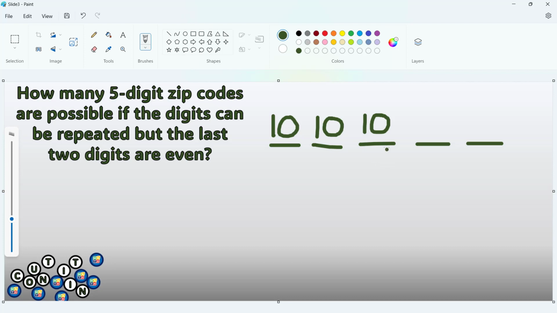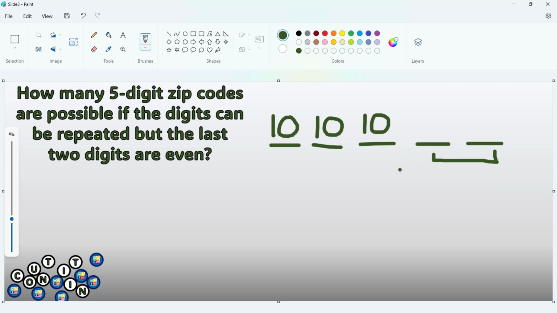Because even if 1 or 2 of those are used in the previous digits, they can still be used here. Now, here comes the restriction for the last 2 digits. We're talking about these 2 digits here. We are told that the last 2 digits here are even.